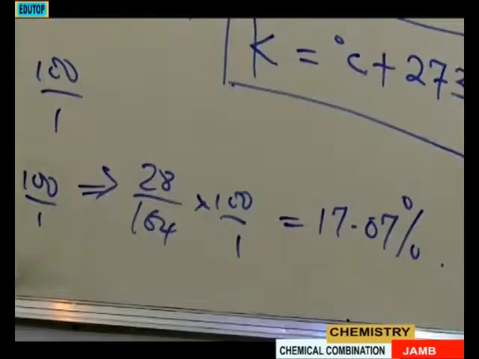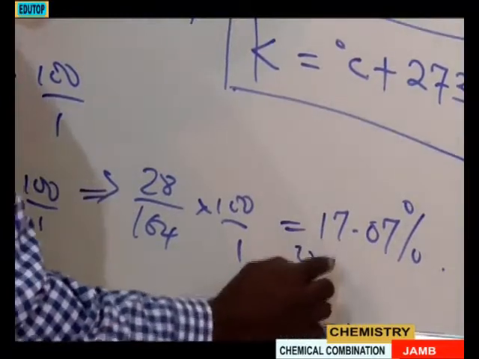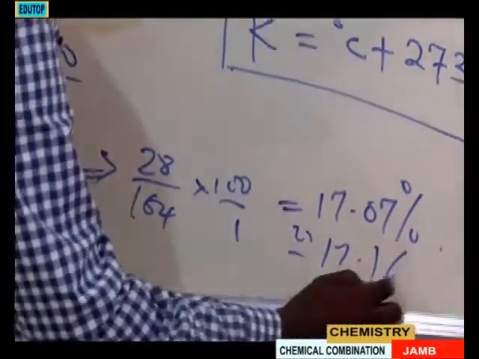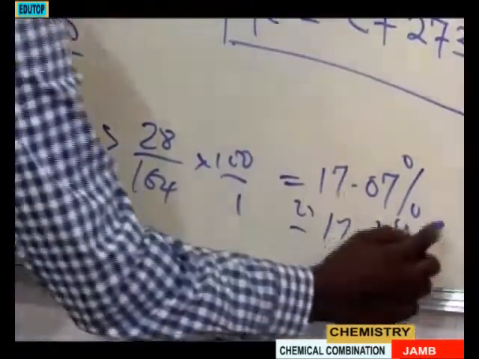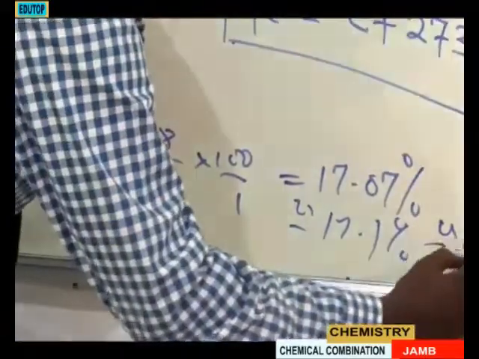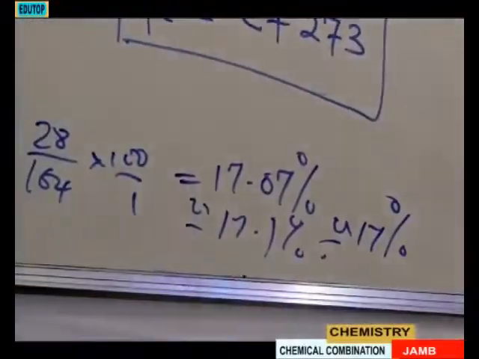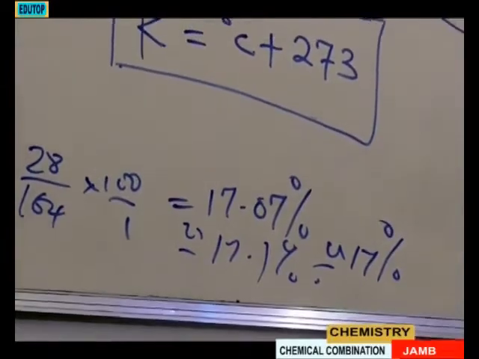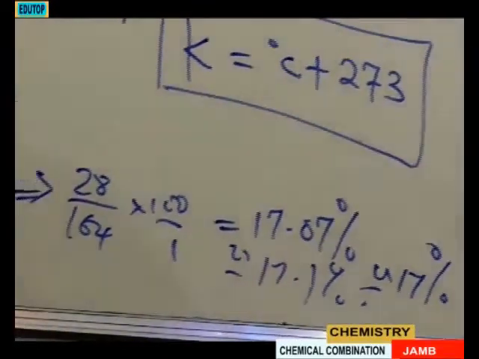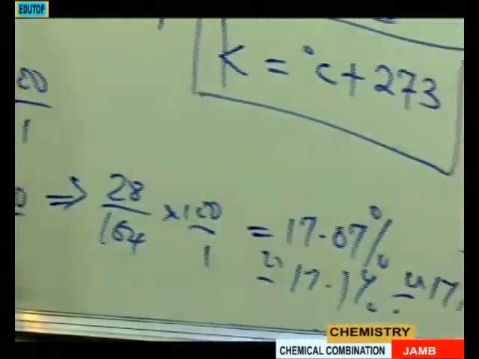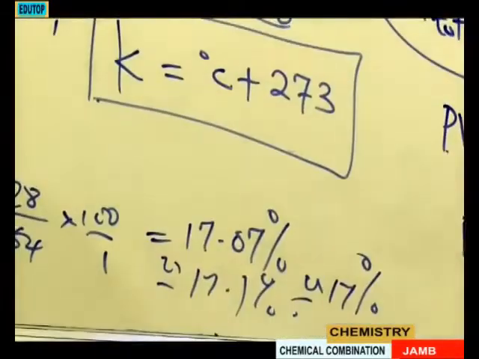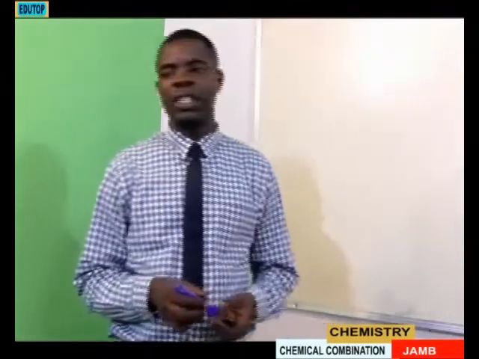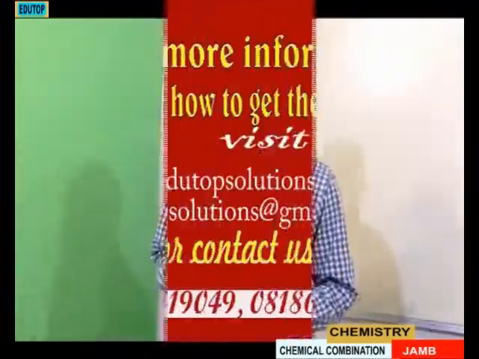This is approximately 17.1%. So if you approximate this all together, it will be 17%. So option A will be approximately 17%. So the answer to that question would definitely be option A, which is 17.15%. Therefore, the answer to question number 1 is 17.1%.